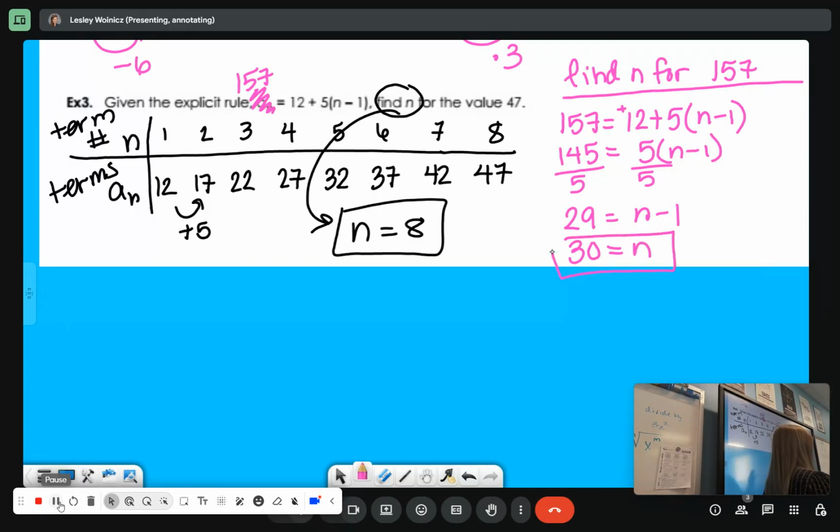So if you're looking for a term that is sufficiently large or sufficiently out there in your sequence, is this a shortcut? Yeah. Is it a shortcut if you can do it within the first 10? Maybe not. So you kind of have to decide what the best use of your time is. Questions for me? Okay.